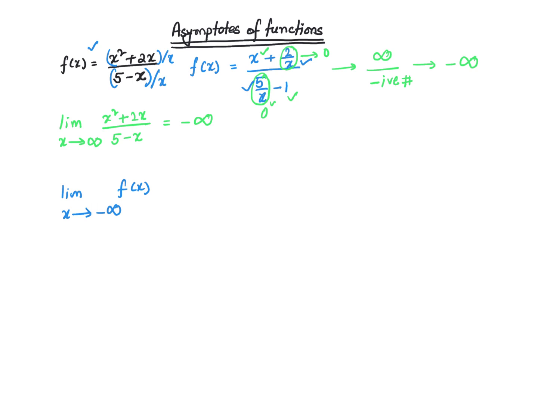But this time, since x approaches negative infinity, this x is going to go towards negative infinity, and the denominator is going to be a negative number. So you have a situation something like negative infinity over some negative number. That's going to give you positive infinity.